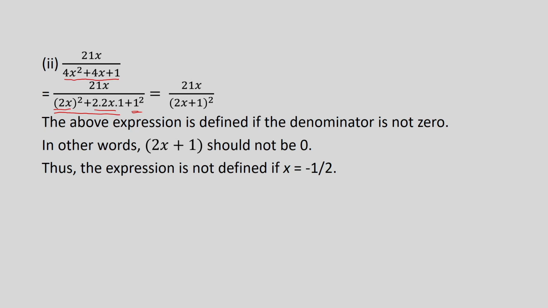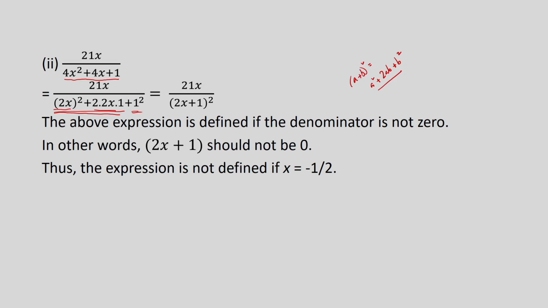So, as we know, a plus b whole square is what? It is a square plus 2ab plus b square. Just to make sure that people remember their high school mathematics, right. A plus b whole square is equal to a square plus 2ab plus b square, and here 2x can be thought of as the first term, that is a, and 1 can be thought of as the second term, that is b, and therefore, this denominator can be written as 2x plus 1 whole square.